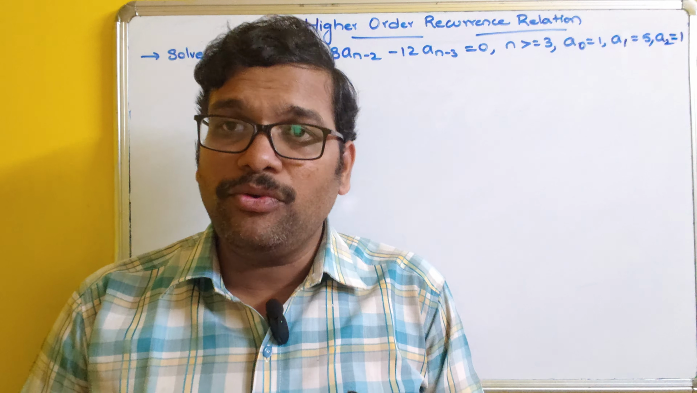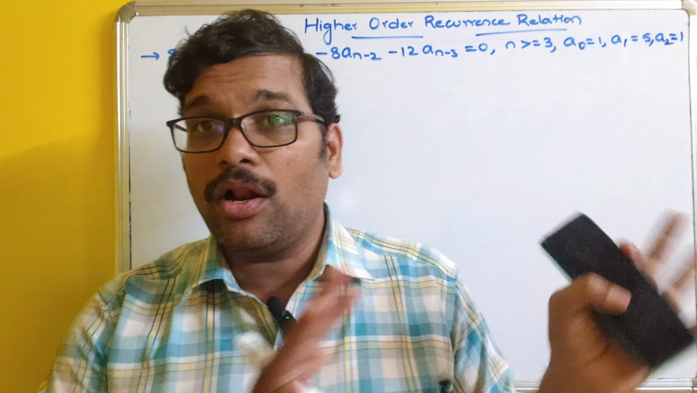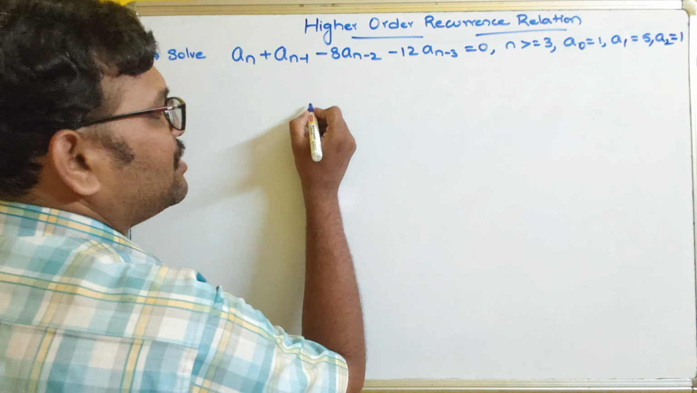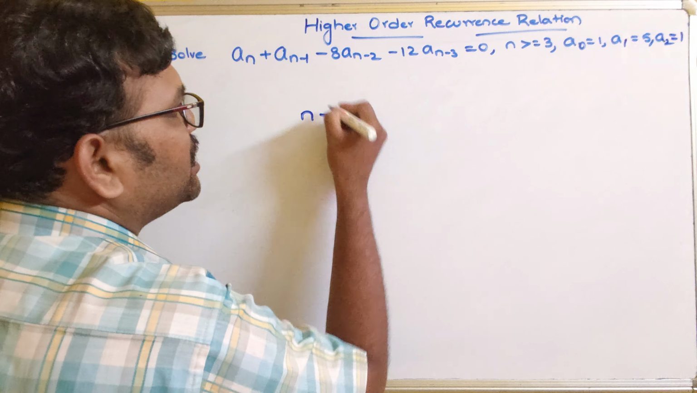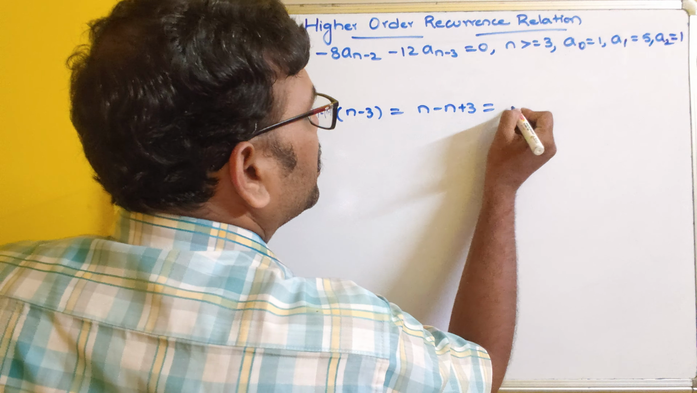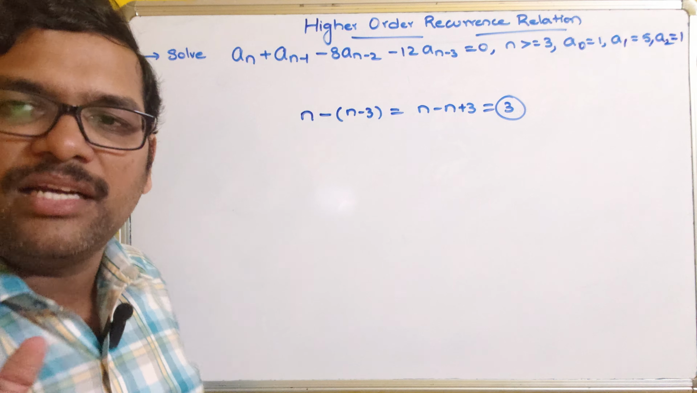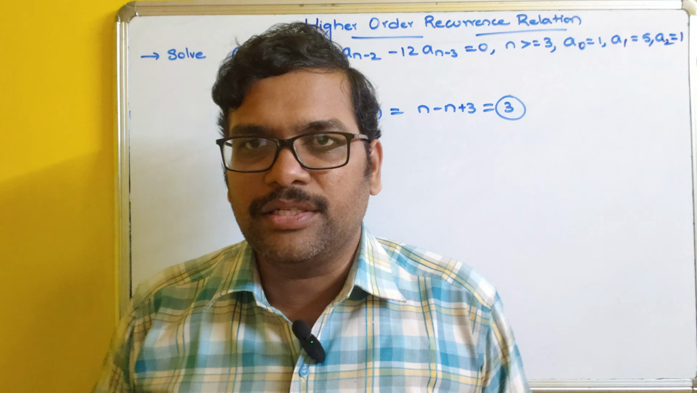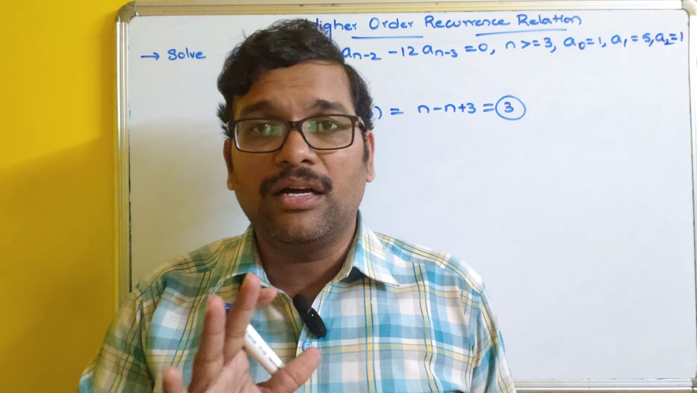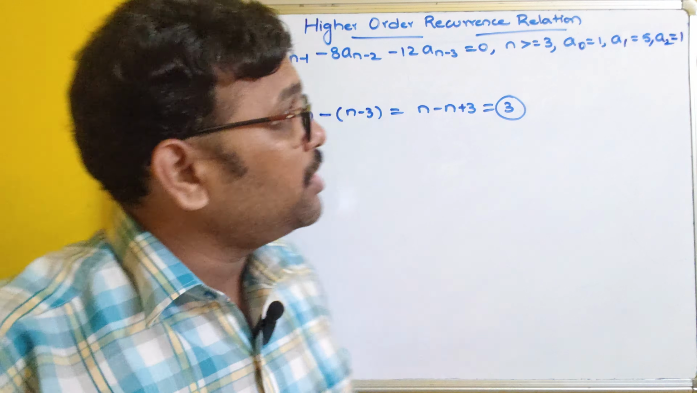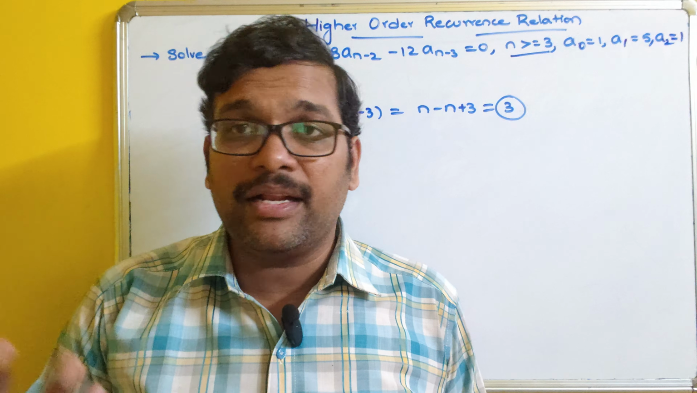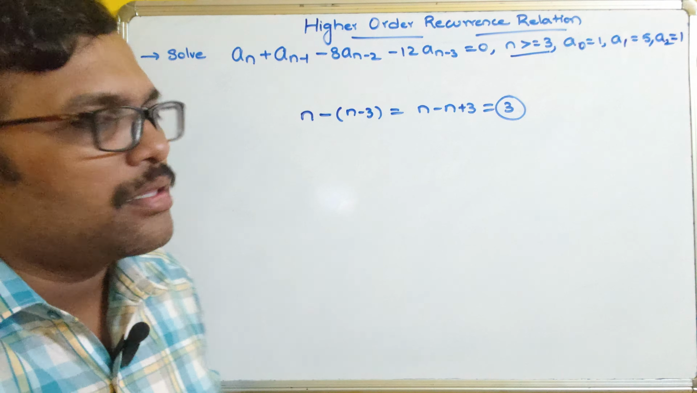So first step, we have to check the order of the given recurrence relation. So what is the order? Highest subscript n minus the lowest subscript n minus 3, which becomes n minus n plus 3, which becomes 3. So this is a third order recurrence relation. Now we have to check whether the given relation is in third order, because for any third order the n value should be greater than or equal to 3. So obviously in the question itself we have given n greater than or equal to 3. Yes, that is in third order.